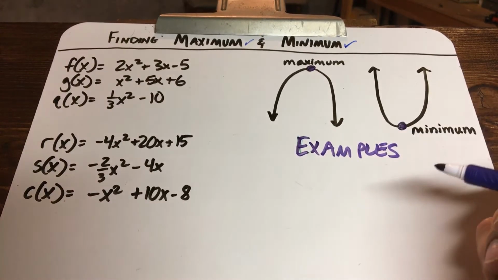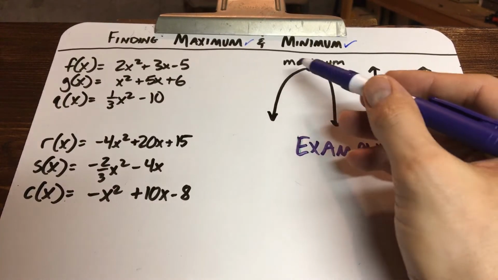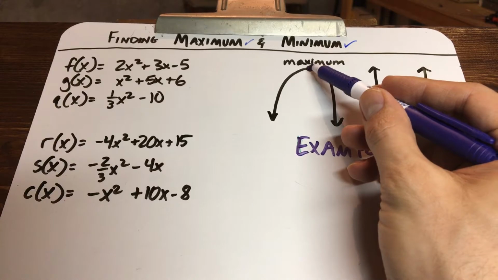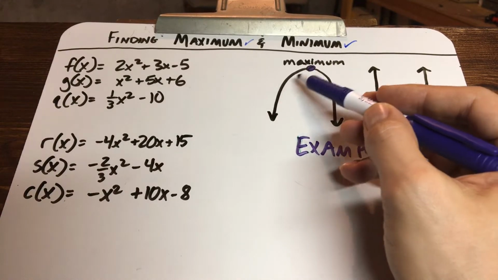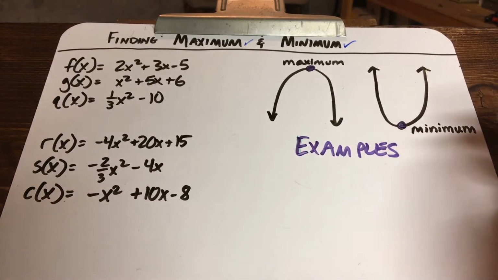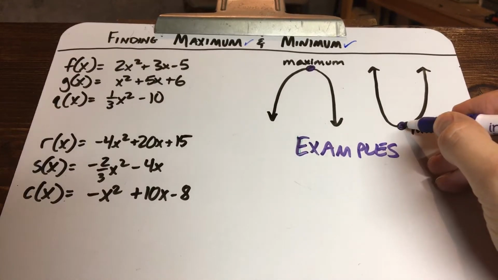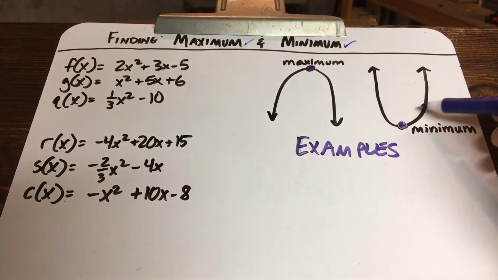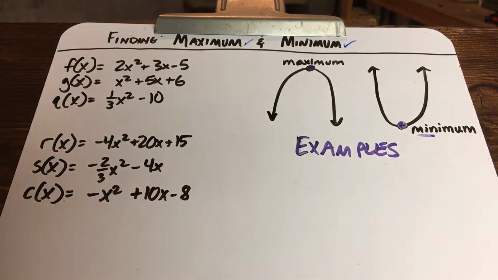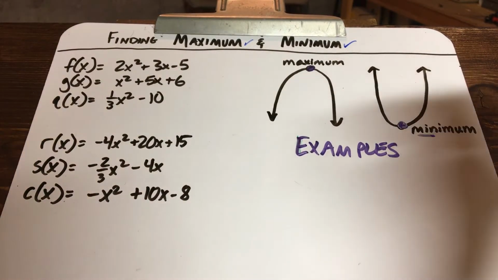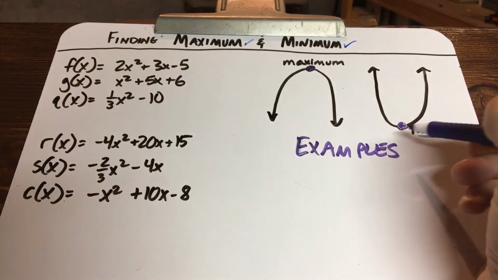It will only have one or the other. If it opens down, it's going to have a maximum. It's going to have a high point, kind of like the top of the St. Louis Arch, if you've ever ridden the little elevator to take you to the top. It's like reaching the highest point. If it opens up, like this, it will have a minimum. The minimum is the lowest value that the graph ever reaches. So that is what a maximum and a minimum are.